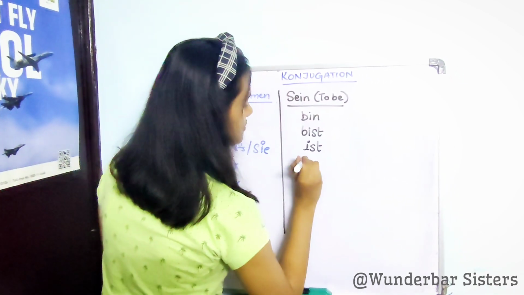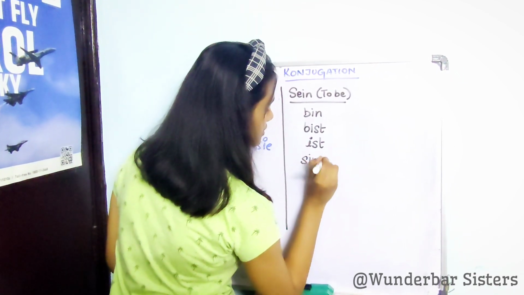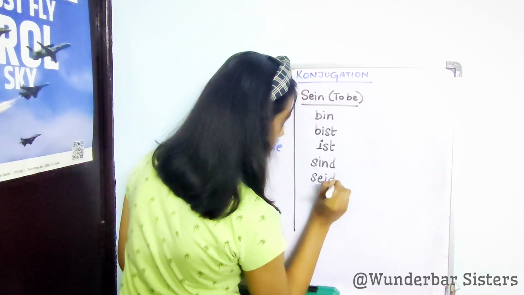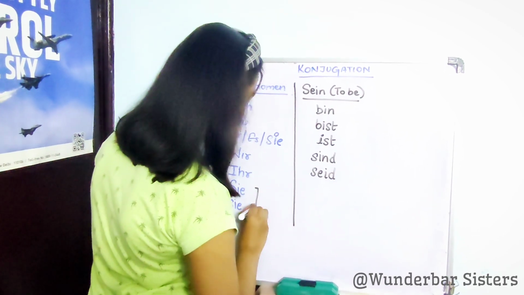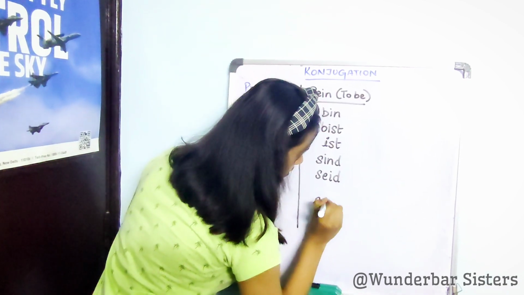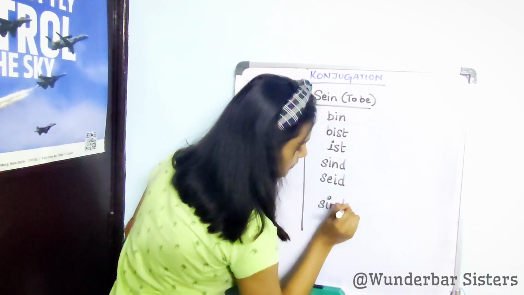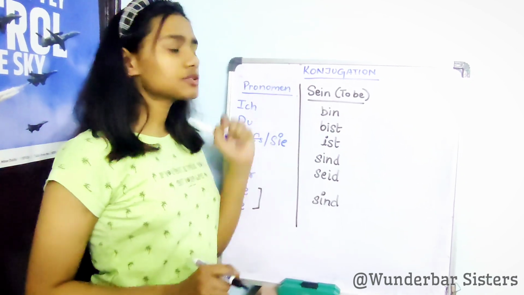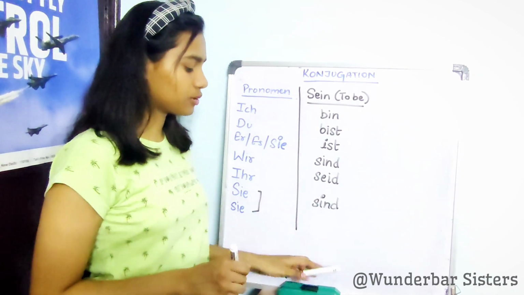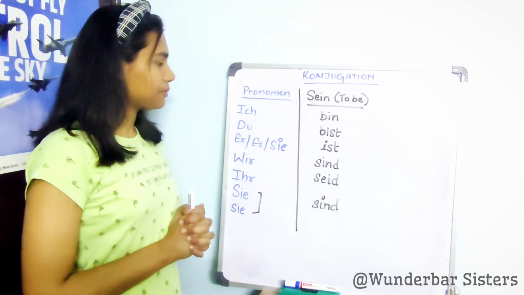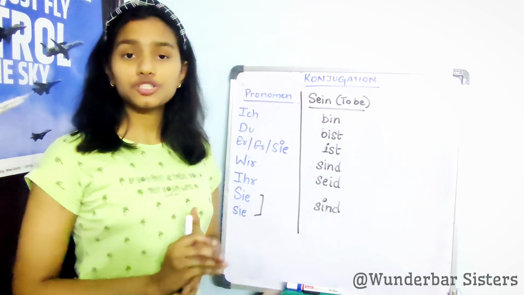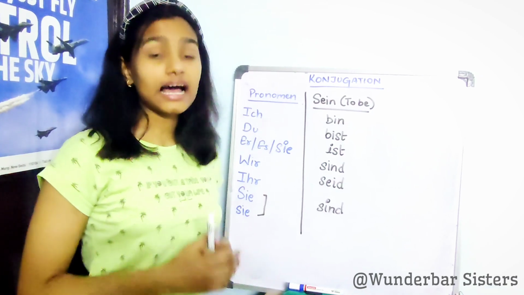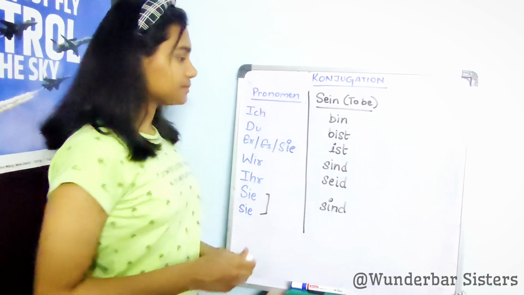And for wir we have sind. For ihr we have seid. And for both the sie also we have the same, which is sind. So this is the conjugation for the verb sein. This is the most basic verb that we use in almost every sentence. For example, if I make a sentence, ich bin 12 Jahre alt. So this means that I am 12 years old.